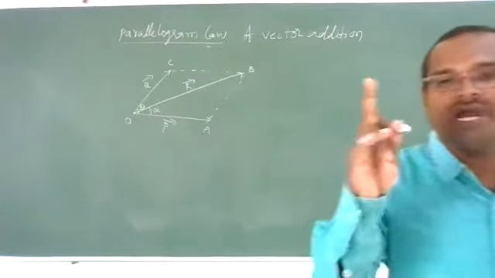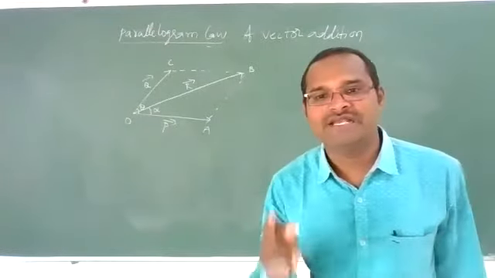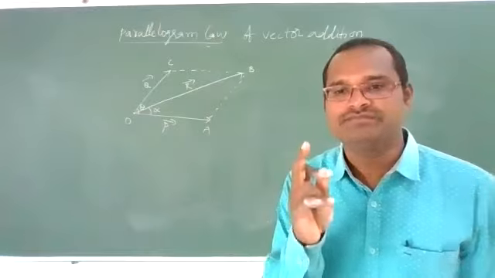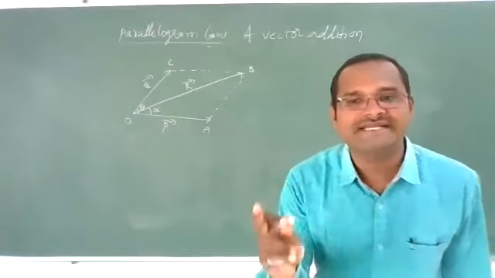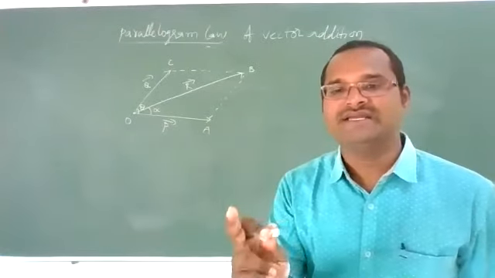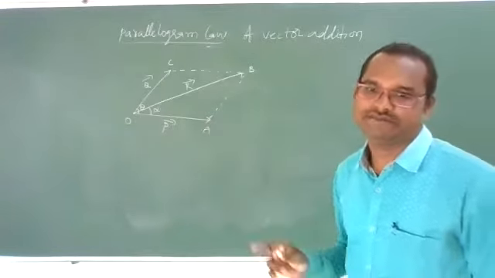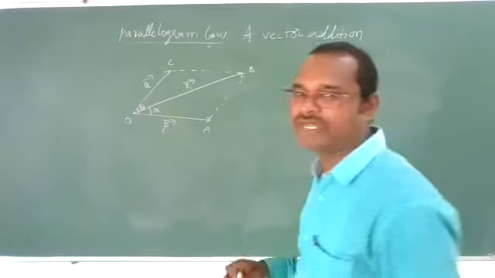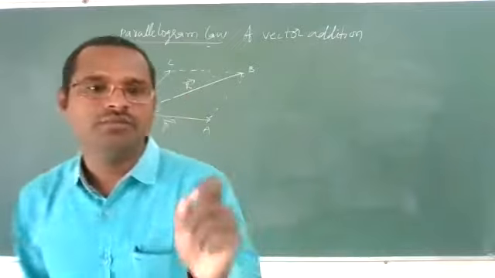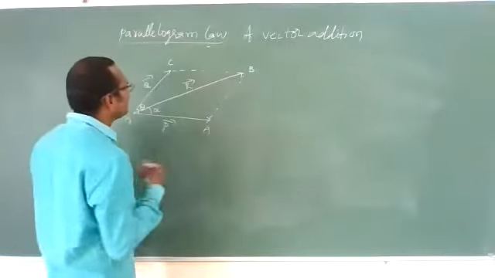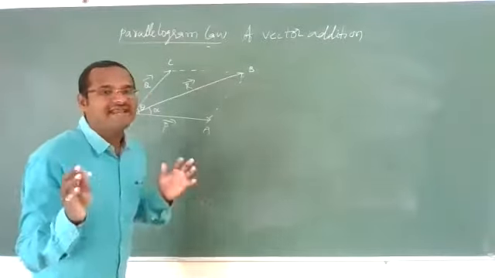Statement is clear, very easy. The statement is important. You have to write it in your board exam. If P bar and Q bar represent two sides of a parallelogram, then the resultant of the two vectors is given by the diagonal of the parallelogram. The statement is there in your material book. You read it there. Now I am going to find the value of R bar.